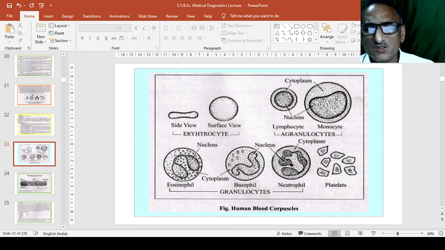These have lobes of the nucleus. Here is an S-shaped nucleus, and here a dumbbell-shaped nucleus. Eosinophils have a bilobed nucleus. Basophils have an S-shaped or sigmoid-shaped lobulated nucleus, whereas neutrophils have a dumbbell-shaped nucleus. The platelets are irregularly broken pieces.